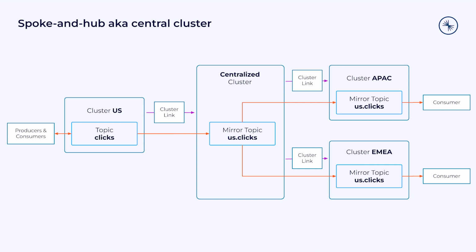Hub and spoke allows you to mirror your topics to a centralized hub and then create additional cluster links out to other clusters, in this case, additional locations.